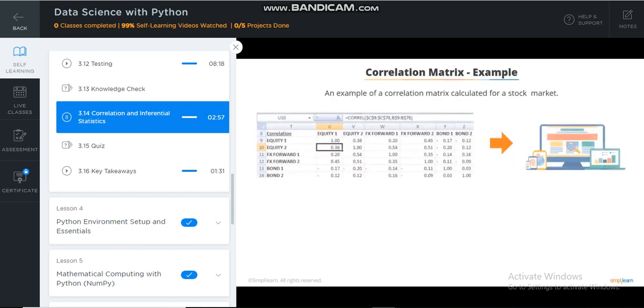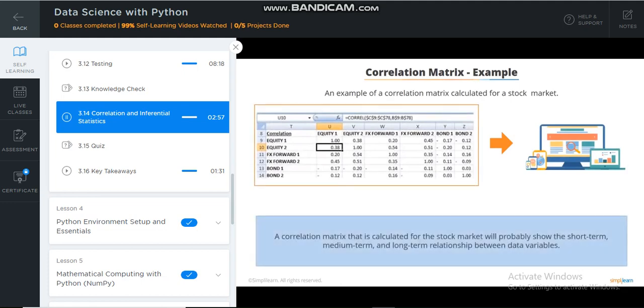Here is an example of a correlation matrix calculated for the stock market. We can choose the data variables and calculate the correlation matrix to demonstrate the short, medium, and long-term relationships between them. Now you can see why a correlation matrix would prove useful for traders.